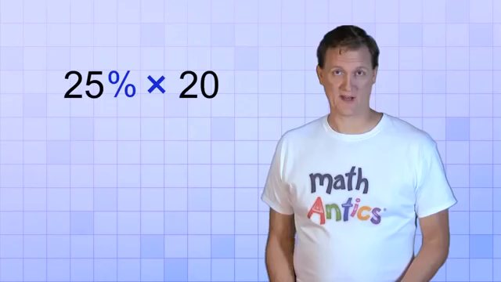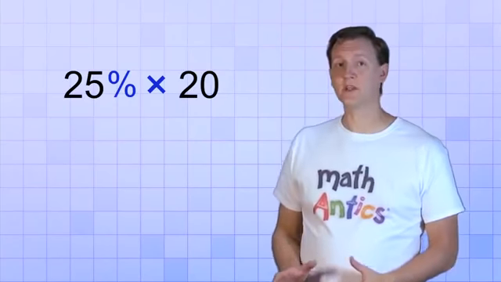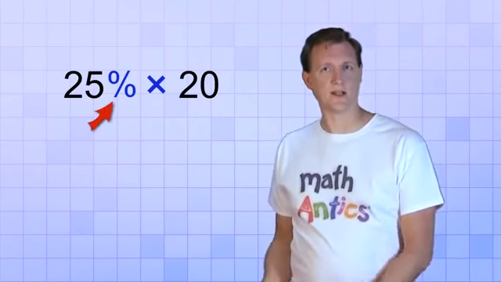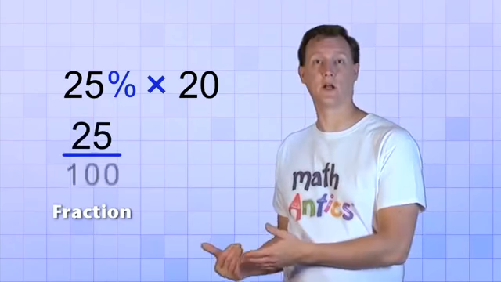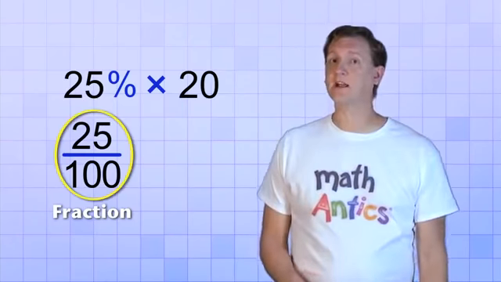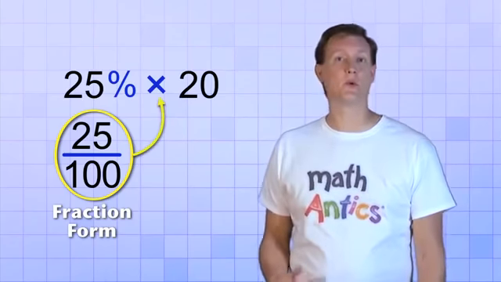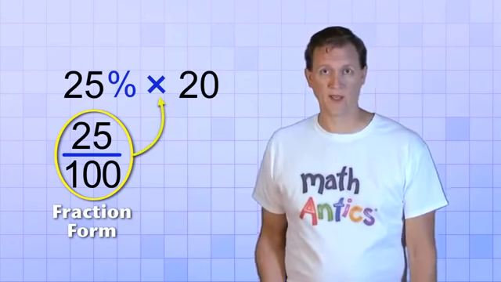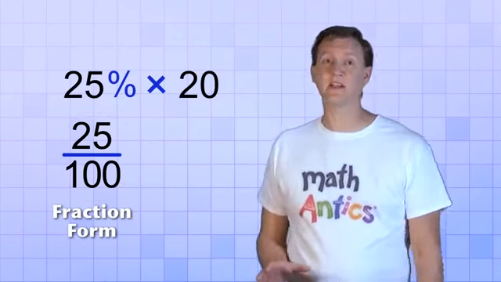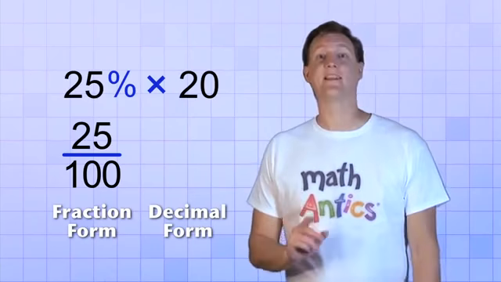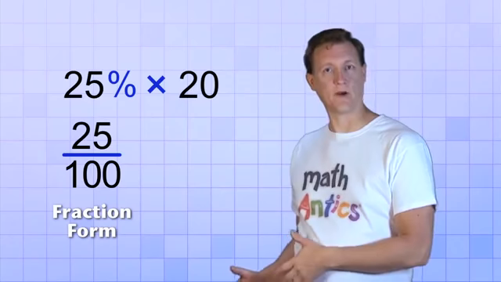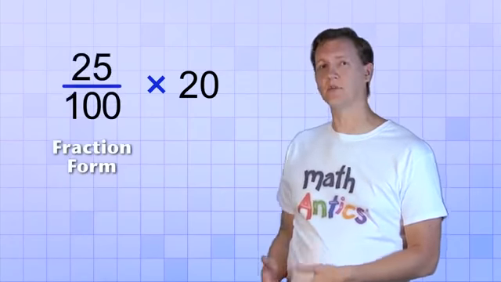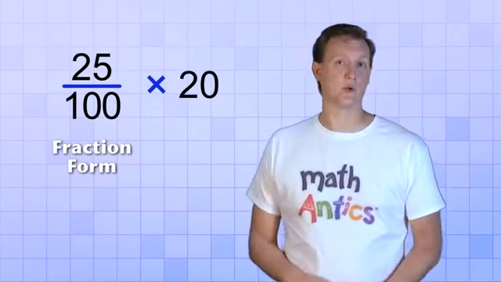Here's what we have to do instead. Remember that when you see a percent written like this with the percent sign, it's an abbreviation for a fraction. In this case, 25 over 100. So we need to use that fraction form when we multiply, since we're really multiplying by a fraction. Now some of you may also remember that percents have a decimal form. We'll get to that in just a minute. Okay then, if we use the fraction form of our percent, then our problem becomes 25 over 100 times 20.